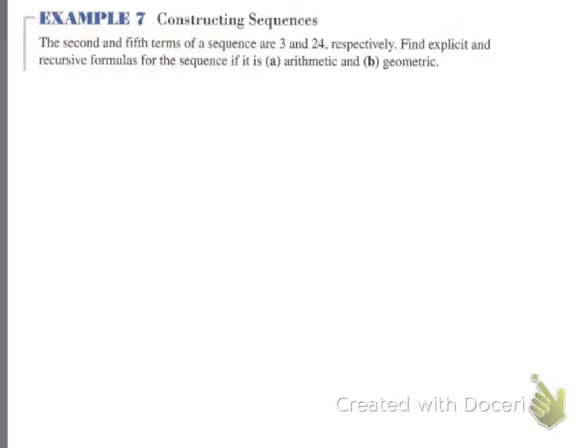We have to construct sequences. The second and fifth terms of a sequence are 3 and 24 respectively. Find explicit and recursive formulas for the sequence if it is arithmetic or geometric. So here's part A. We're going to do arithmetic first. We know what the second term is. a sub 2 would be the previous term plus whatever the common difference was. Well, the second term is 3.